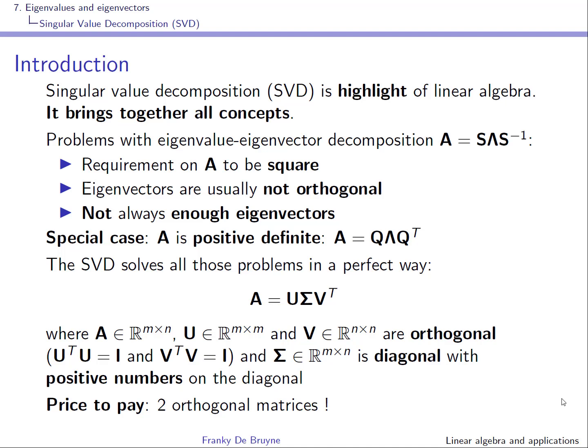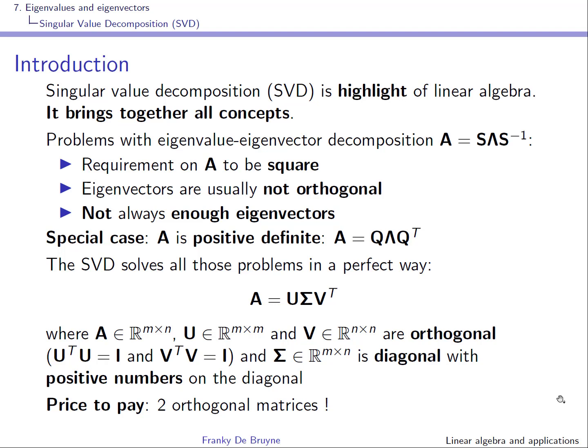So you notice that I've skipped one subsection on similar matrices. This subsection is there for your information, but I'll come now to the last subsection of this section 7, which is about the singular value decomposition and singular values. It's the highlight of linear algebra, and it brings together all concepts, and it is used quite a lot. For instance, in model reduction, numerical stability, control, machine learning, and so on.